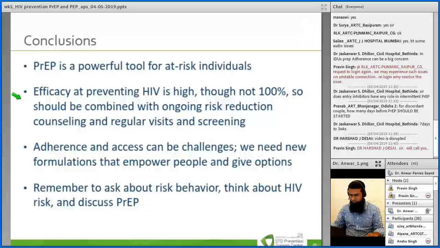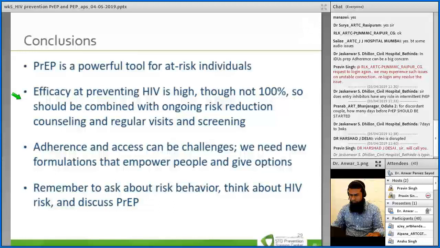Okay, so efficacy in preventing HIV is high, though not 100%, so it should be combined with ongoing risk reduction strategies. Adherence is key, and remember to ask about risk behavior, think about HIV risk, and discuss PrEP. So obviously this is an option, but it comes with all these things as a package. We should know about all these things and the evidence behind it. We should not be in a hurry in making any decision for starting PrEP for anyone. So all these things need to be considered, but together with other preventive strategies, it is obviously one of the good strategies.